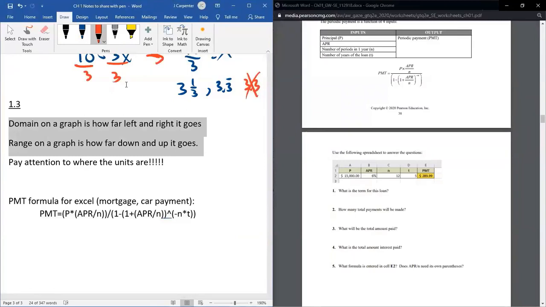Domain, or inputs, relate to the X values, and range relates to Y values for your traditional math things. We don't always have Y's in here, and they're not always X's in here. But in terms of your standard rectangular coordinate system, your X values go left and right, aka your inputs go left and right. And then your outputs, your Y's, your ranges, they go up and down.